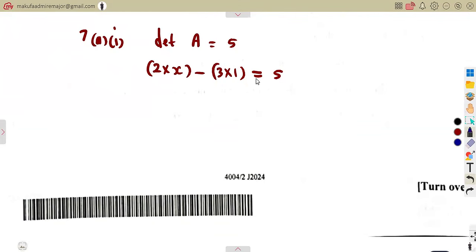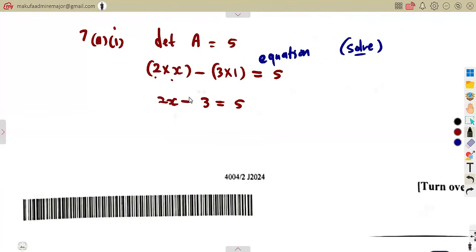This is now an equation. Whenever you're dealing with an equation, what are you supposed to do? To solve that equation for the unknown. So you can solve for x. 2 times x, that's 2x, minus 3 times 1, which is 3, is equal to 5.